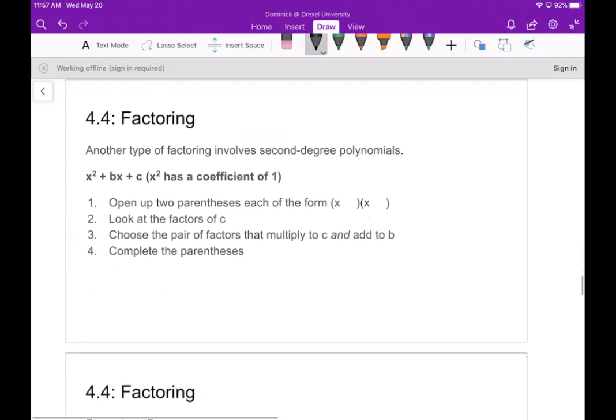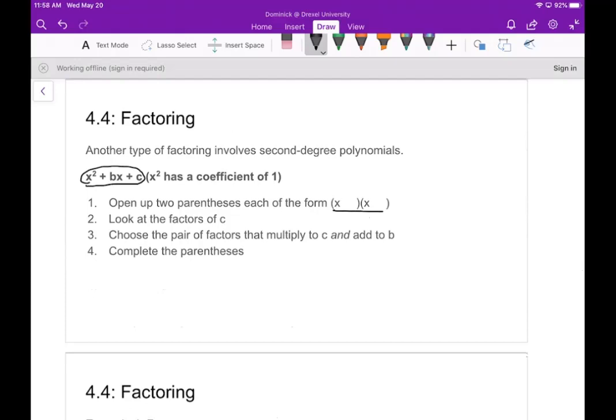Okay, now the next type of factoring that we're going to talk about is what if you have something that looks like x squared plus bx plus c, right? And what I mean by this is that your highest power is x squared, but that term specifically has a coefficient of 1, and then the term in front of the x can be whatever, and the constant term can also be anything.